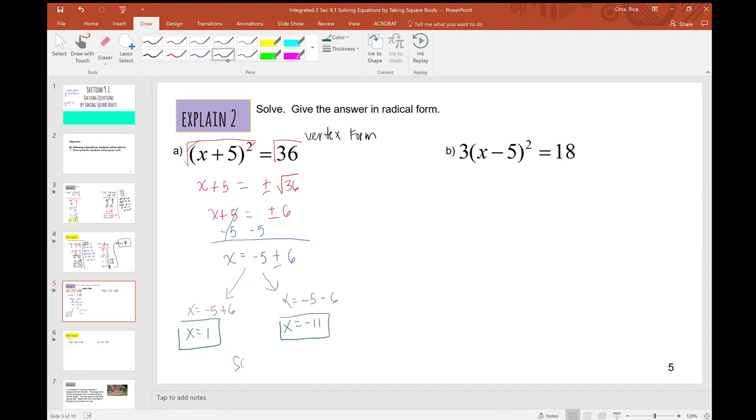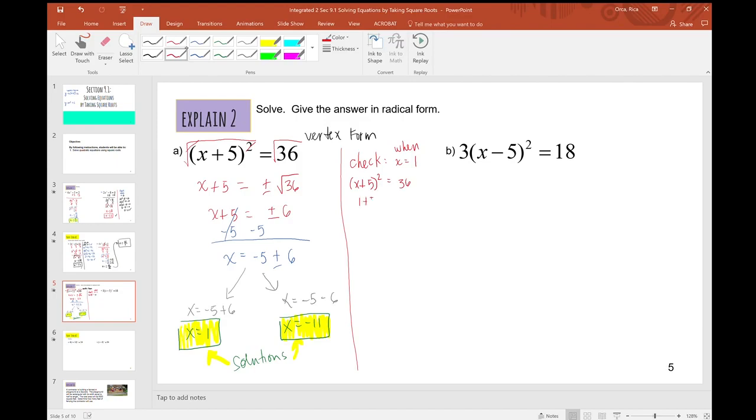So class, our two solutions are x equals 1 and x equals -11. Let me show you how to check your work. So let's go ahead and check x equals 1. And remember, we want to take the 1 and plug it into our original equation. The original equation was x plus 5 squared is equal to 36.